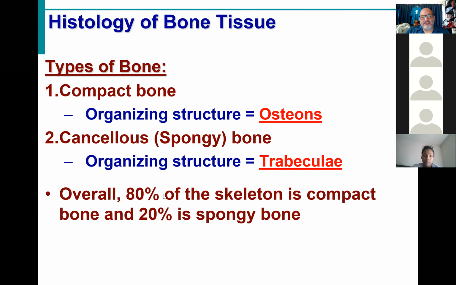And again, I already mentioned it, but I'll say it again. About 80% of the skeleton is compact bone, and only about 20% is spongy. And again, compact bone is all the superficial bone. So when you look at a skeleton, unless the skeleton is damaged, you only see compact bone.